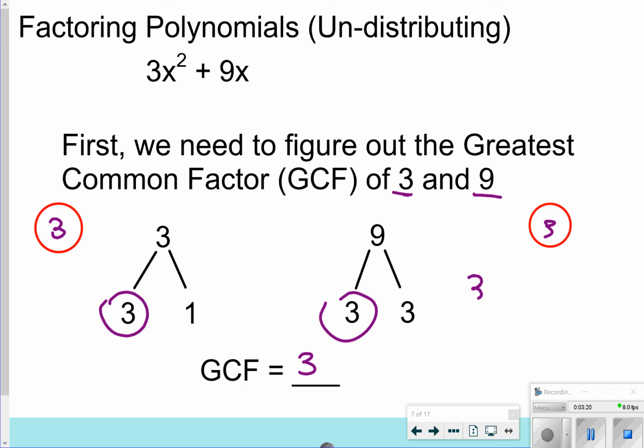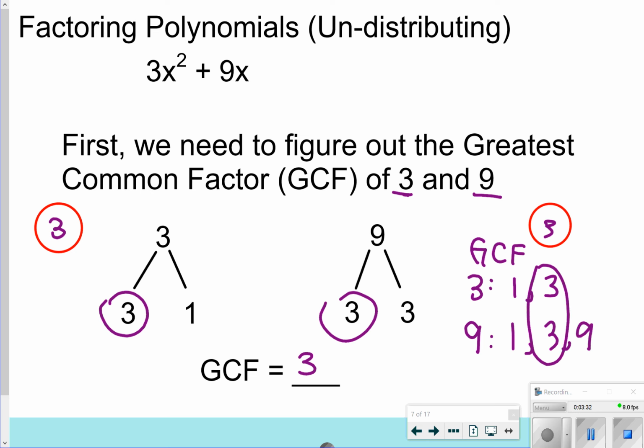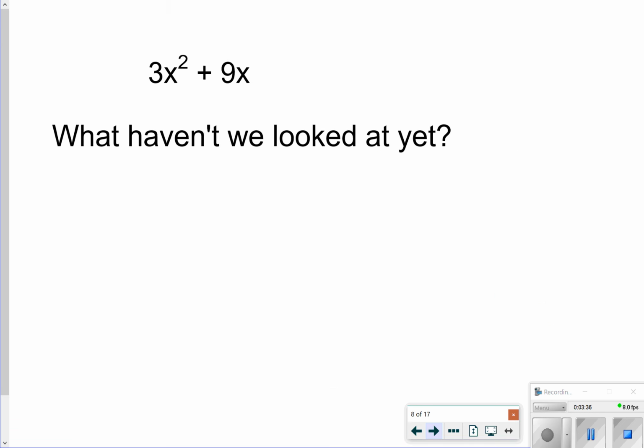A lot of times I just like to list the factors to find the GCF. The factors of 3 are 1 and 3, the factors of 9 are 1, 3, and 9, and again they both have 3 in common, so the GCF is 3. So that would be technically step 1. And then the other thing we haven't looked at, so if we factored out the 3's, then we have just focused on the coefficients.